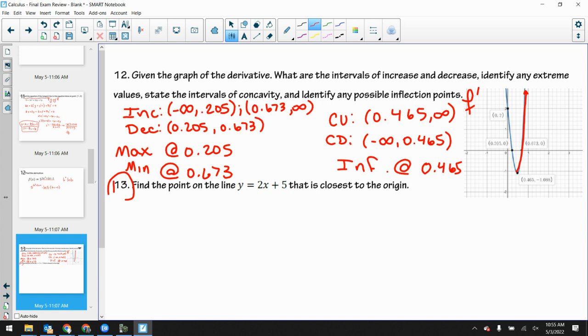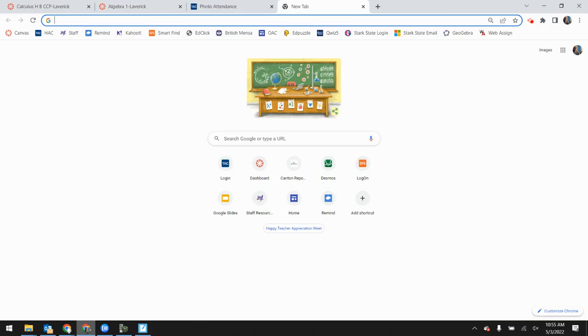Okay, just double check. Did I do everything? Intervals of increase and decrease. Identify the extreme values. State the intervals of concavity and identify any inflection points. Okay, checked all my boxes there. All right, so I'm going to pause there. We'll start with 13 tomorrow.